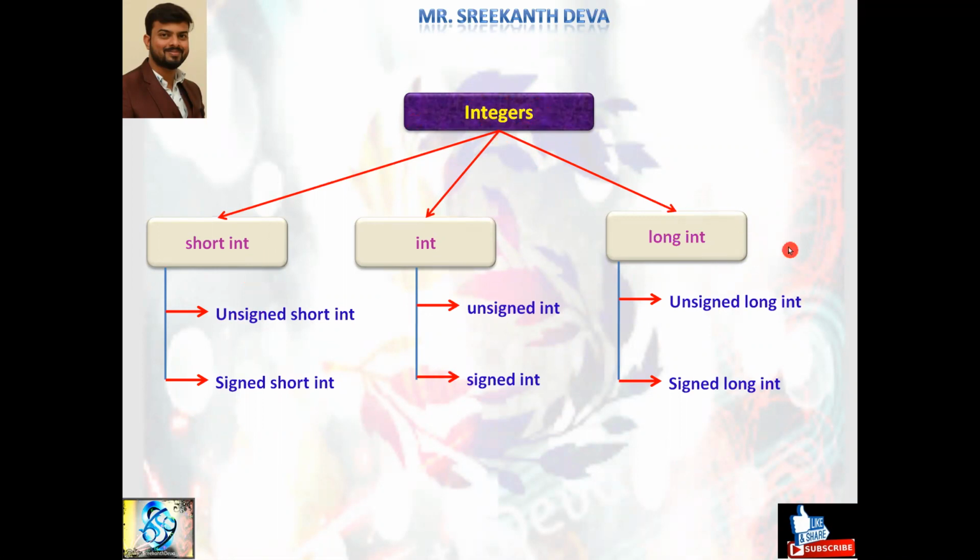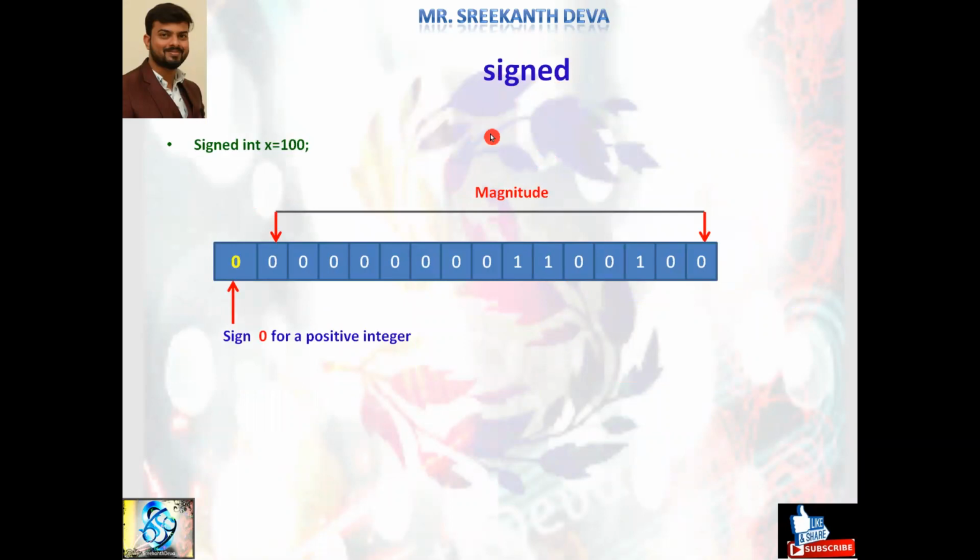In the previous video session, I explained about integers like short int type, int type, long int type. The short int we discussed with examples like unsigned short int, signed short int. The integral data types like int, unsigned int, signed int, and the long int types like unsigned long int, signed long int, with suitable examples with minimum range and maximum range with example programs. Here short, int, long are all keywords enabled by the C program. Signed and unsigned. Here signed int x equals 100.